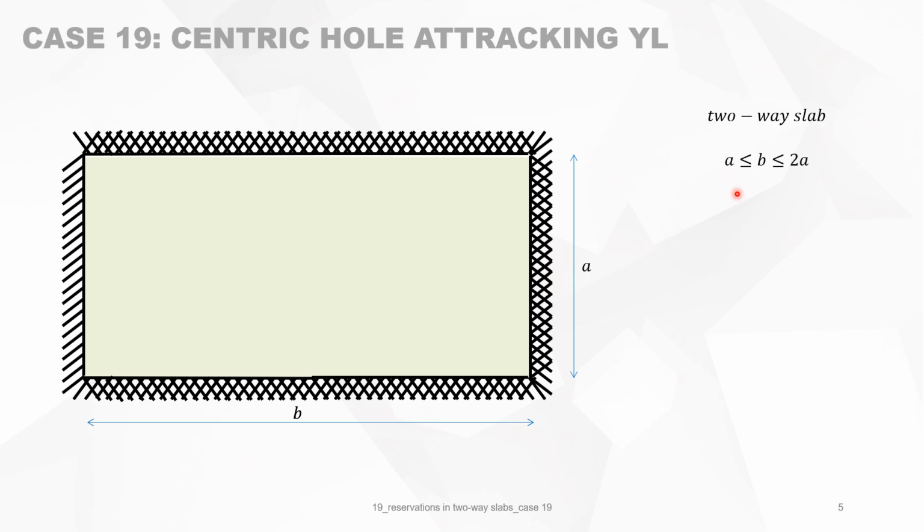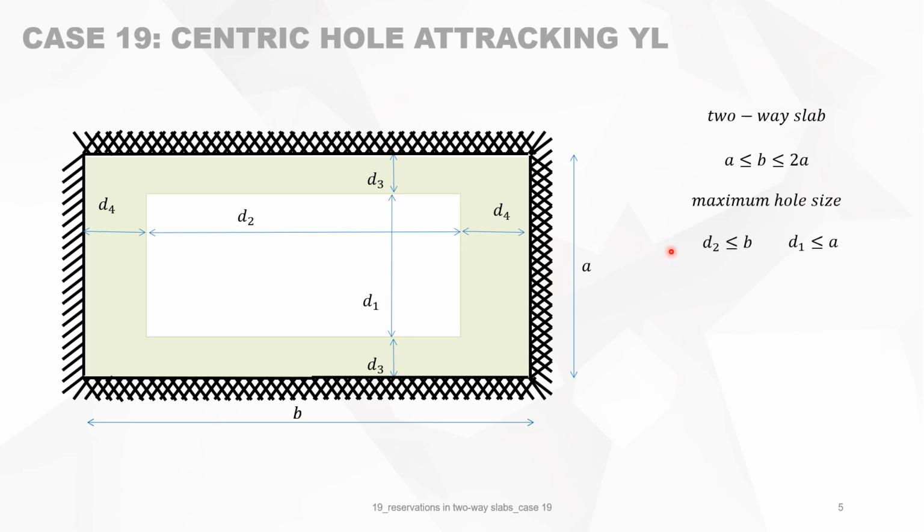It's a two-way slab, so we know this condition, which is B must be between A and 2A. We have a reservation D1 by D2. And this reservation has a position in the center of the slab, so it means left and right it's D4 and it's equal. Top and bottom, it's D3 and it's equal. So the maximum hole size, of course, must obey this rule.